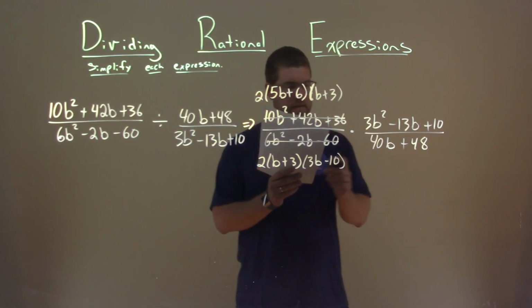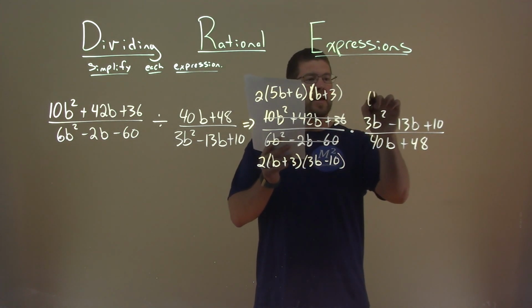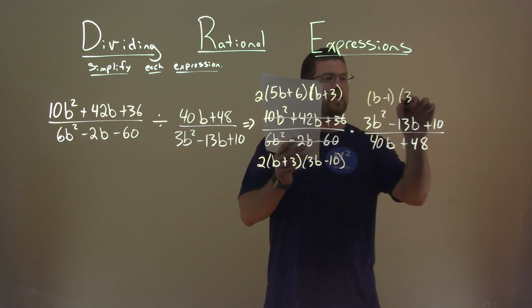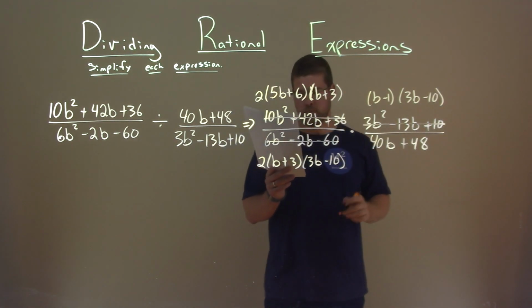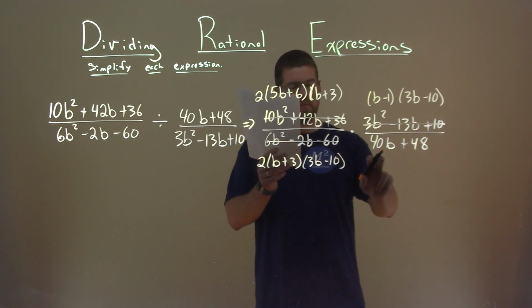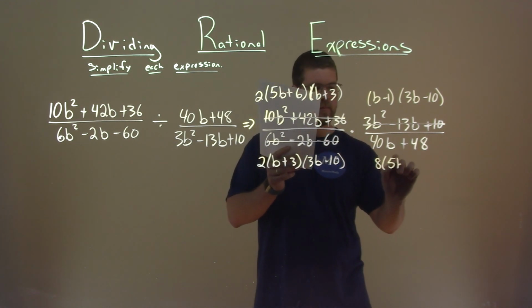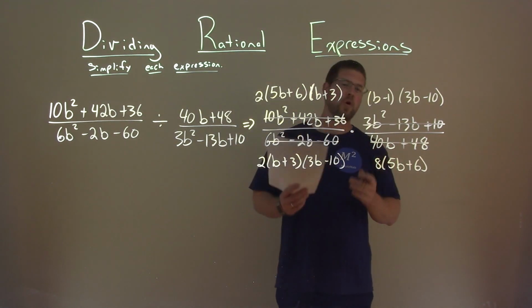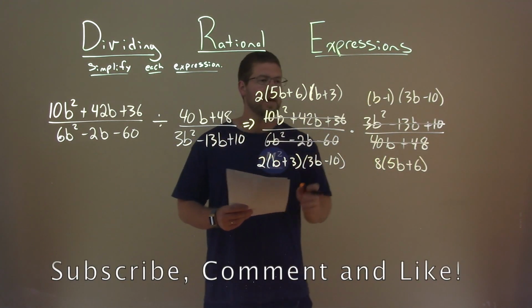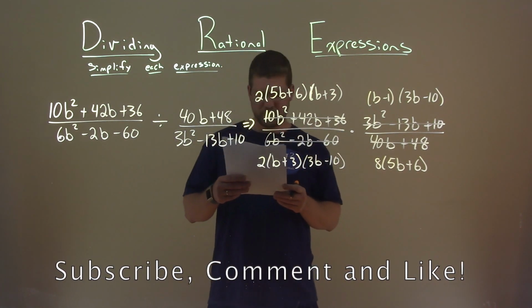Second part up here, 3b squared minus 13b plus 10 factors to be a b minus 1 times 3b minus 10. Cancel that out, or replace it. And here, we're just pulling out an 8. If we do that, we're left with 8 times 5b plus 6, and we're replacing that. So we replaced a whole bunch of parts of this fraction and put them in factored form. And this allows us to cancel some stuff out, okay?